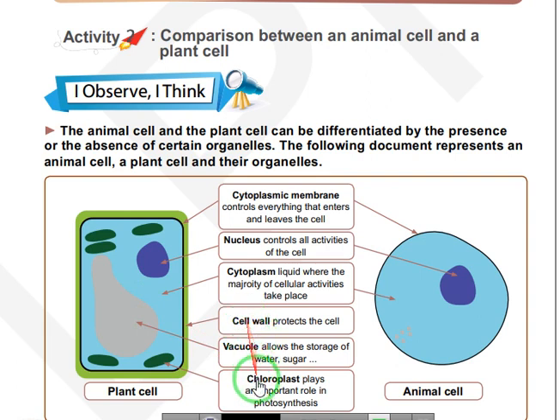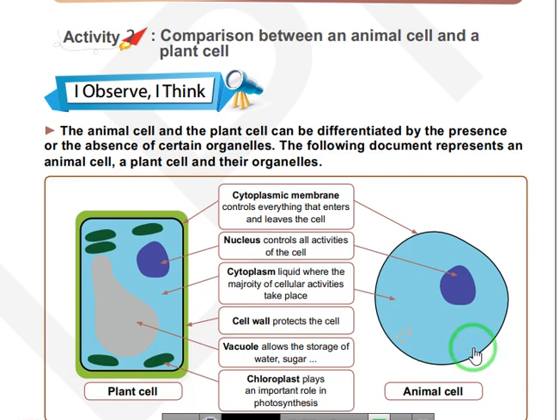The last three parts are the cell wall, vacuole, and the chloroplast. As we know, these three parts are only found in the plant cell. So the cell wall is found only in the plant cell, and its role is to protect the cell, while the vacuole allows the storage of water and nutrients. Chloroplast is a type of plastid which has chlorophyll that plays an important role in photosynthesis.